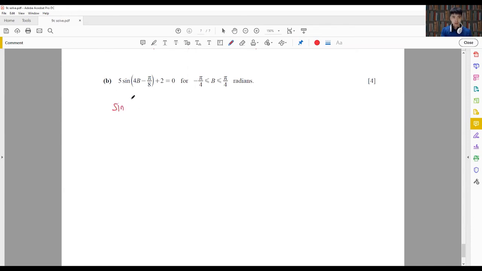Sine 4b minus pi over 8 is actually equal to, bring this over, negative 2, then divide by 5, negative 2 over 5. Okay, then from here, we know that in our ASTC, we are looking for this quadrant and this quadrant here. So first, to find the angles in between, we have to inverse sine 2 over 5, ignoring the negative.